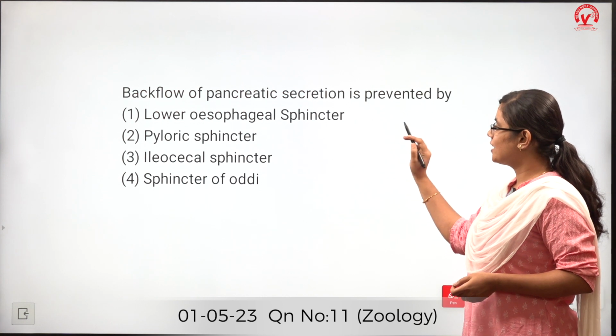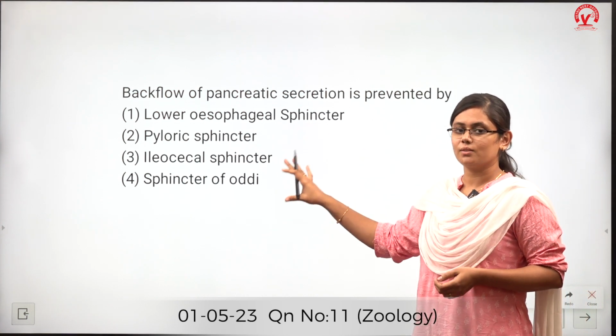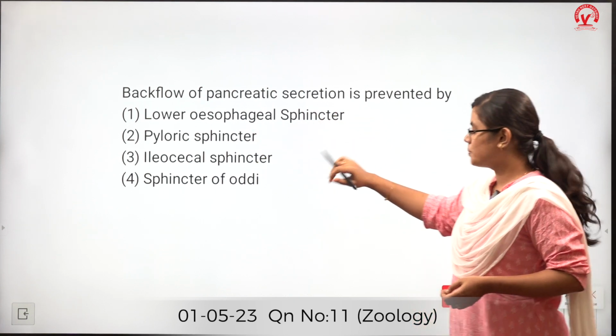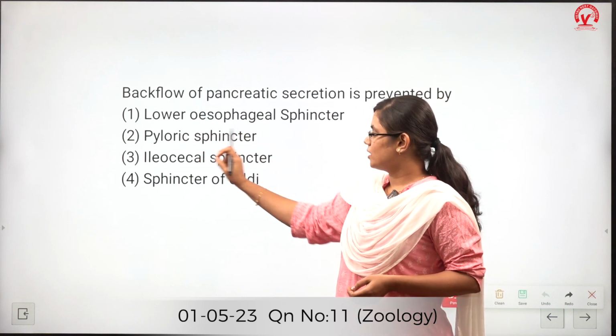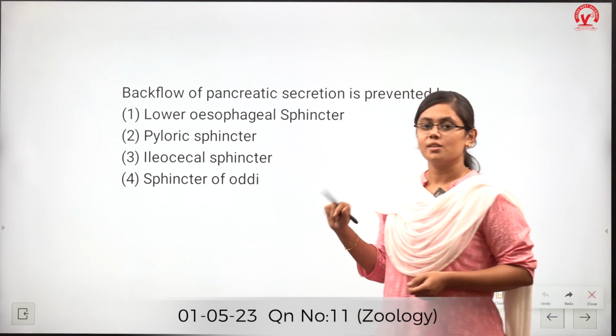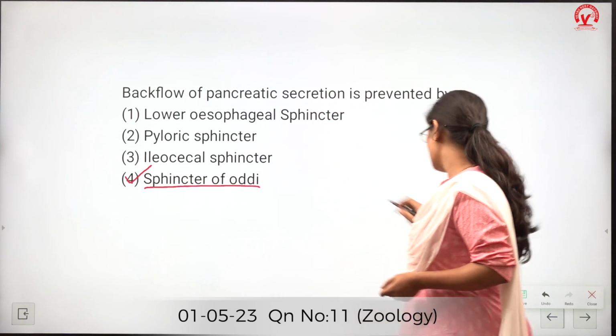Backflow of pancreatic secretion is prevented by. So they are asking which of the following sphincters will prevent backflow of pancreatic secretion. The options are lower esophageal sphincter, pyloric sphincter, ileocecal sphincter and sphincter of Oddi. So the correct answer will be option 4, sphincter of Oddi.